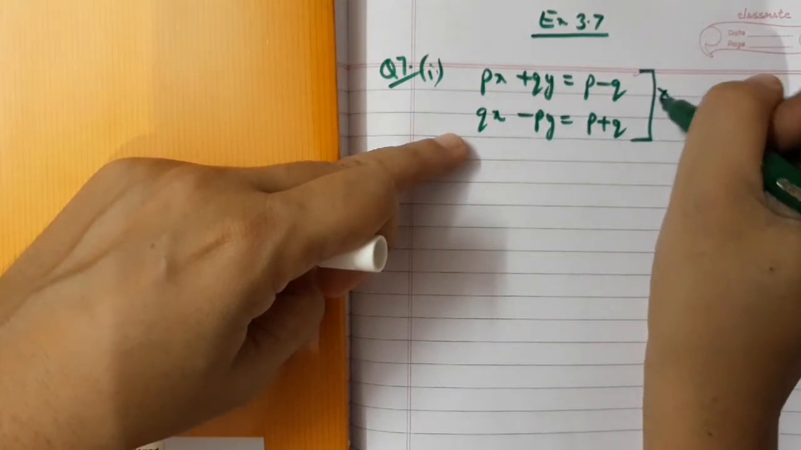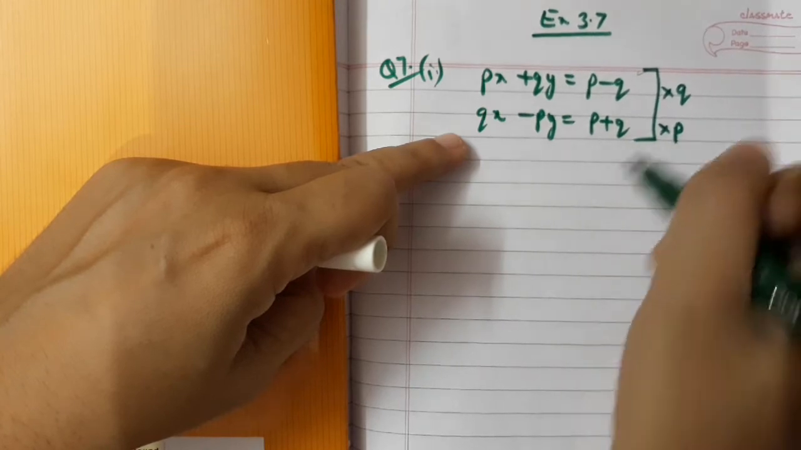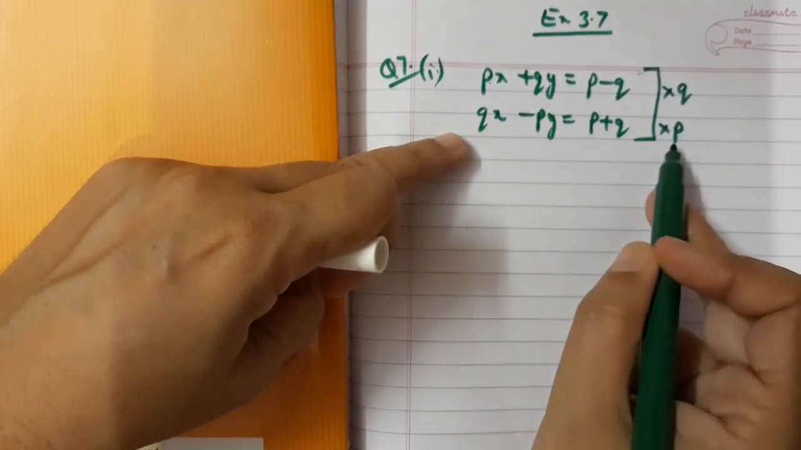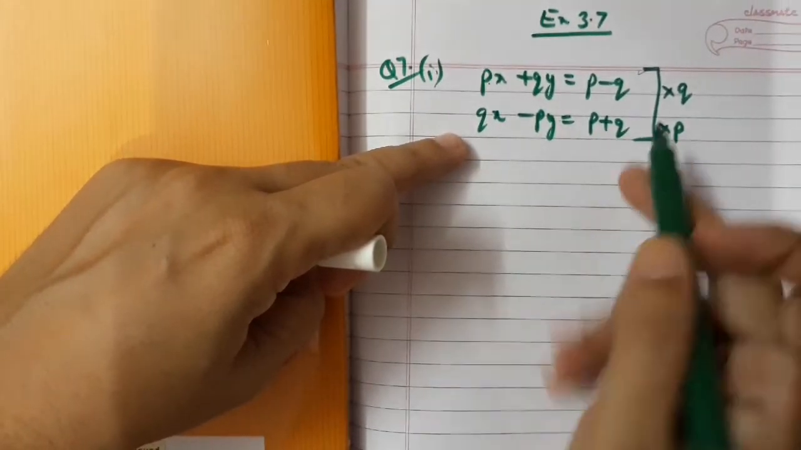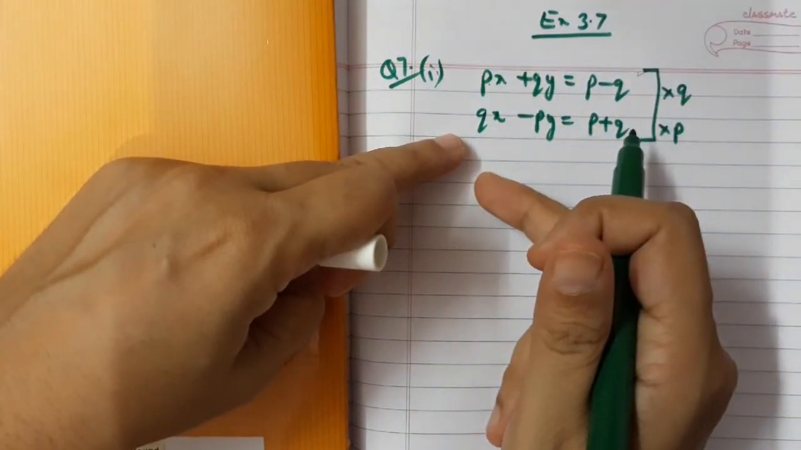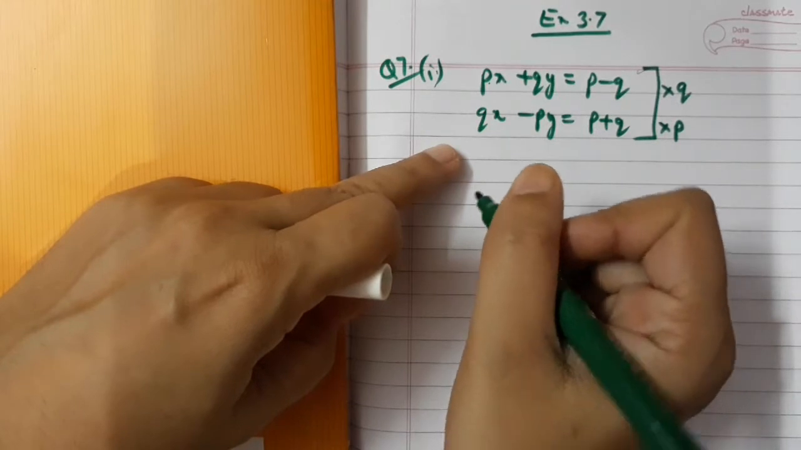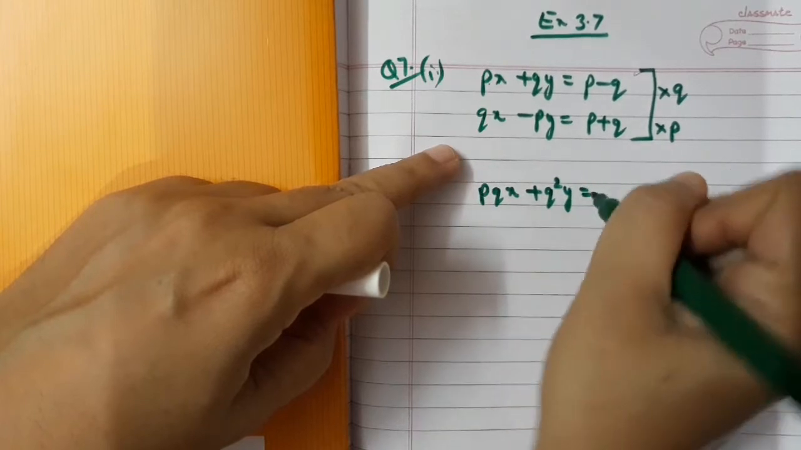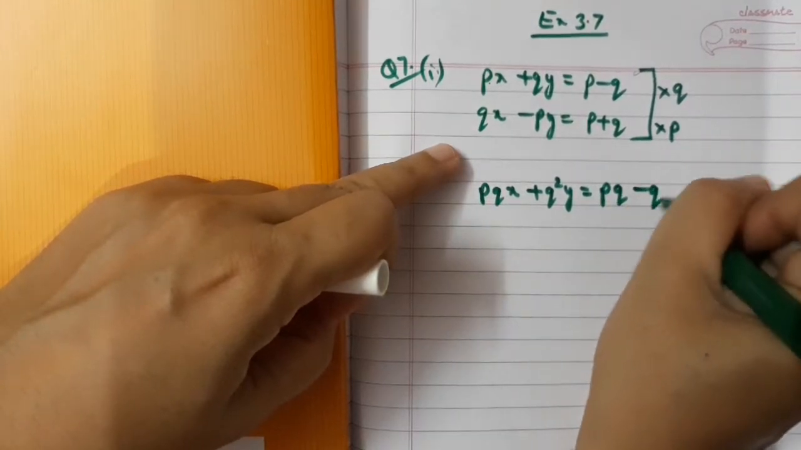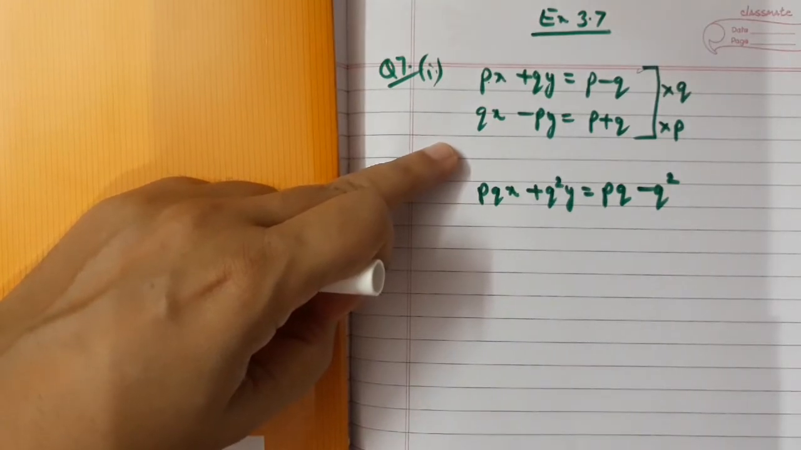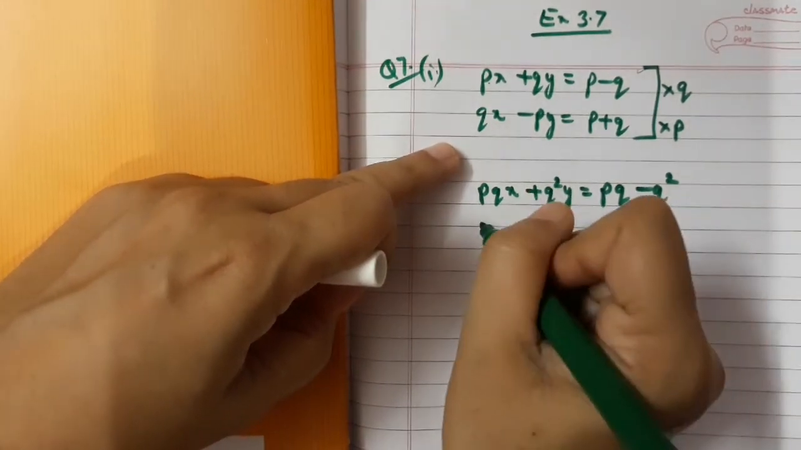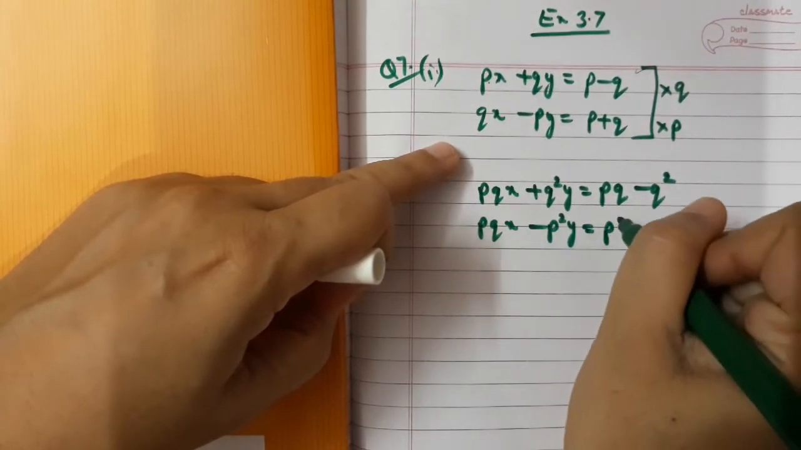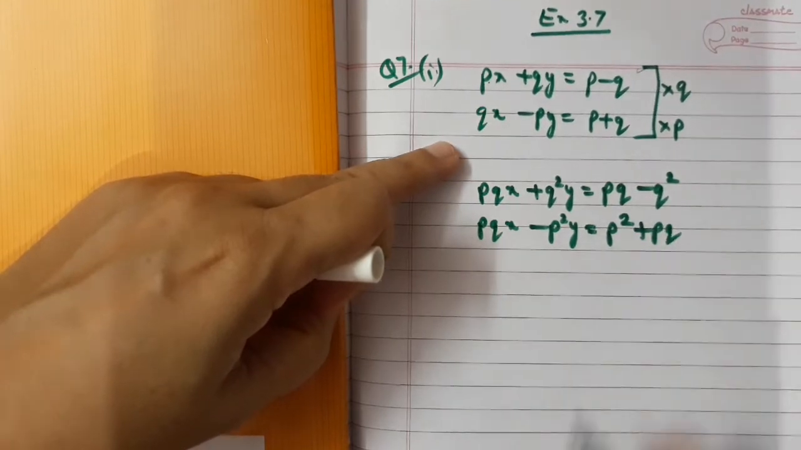So first equation I multiply by q and second equation I multiply by p, so that this will become pqx and this will also become pqx, and when we subtract, x would be eliminated. So let us multiply the first equation by q. We obtain pqx plus q square y is equal to pq minus q square. This is the first equation that we obtain. Second equation becomes pqx minus p square y is equal to p square plus pq.